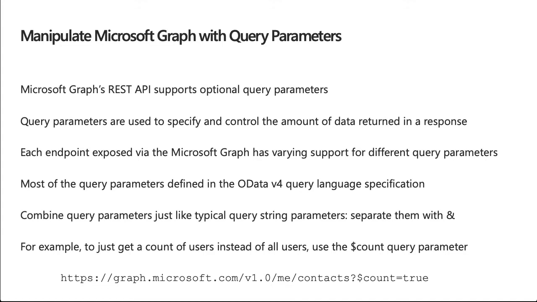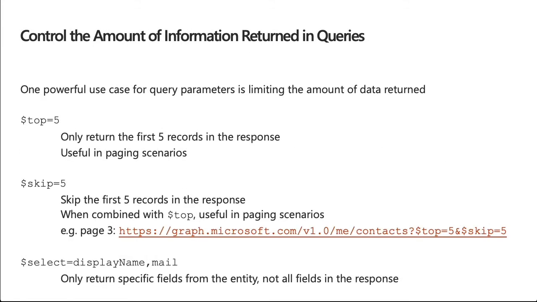This dramatically reduces the amount of data returned by the service, reducing the work on Microsoft Graph and bandwidth consumed by your application. One of the most powerful uses of query parameters is to control how much data is returned in the request. The $top parameter enables you to limit the response to only include a specific number of records, while $skip enables you to skip the first number of results in a response.